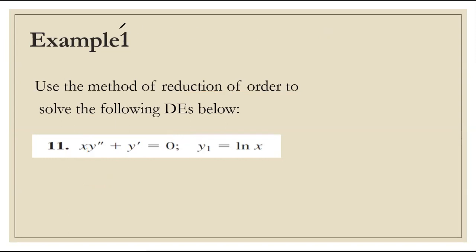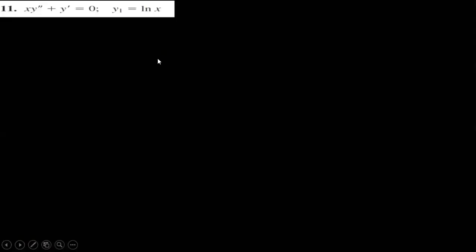Let me go to the black slide and do it together. So here is my differential equation, and I need to find the general solution. Don't forget that the general solution for a second order differential equation is given to be C1 times y1 plus C2 times y2, because the equation is homogeneous. Okay, where is y1? This is my y1. How to find y2?